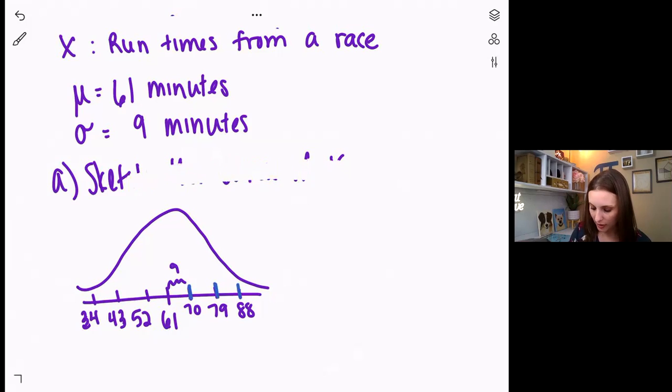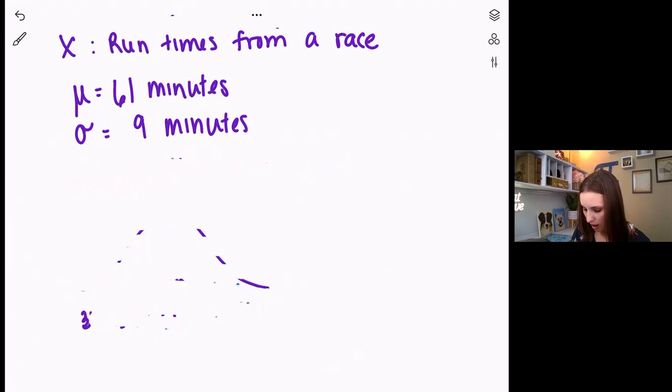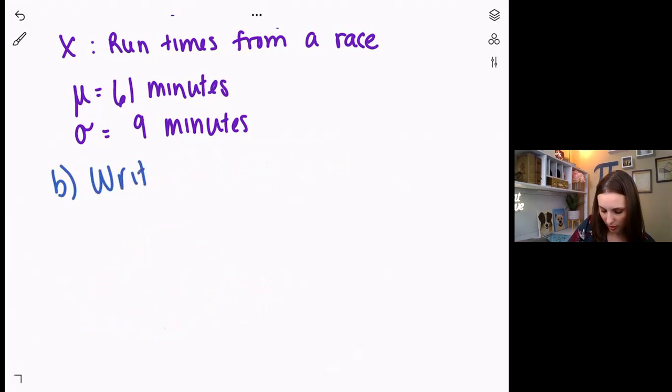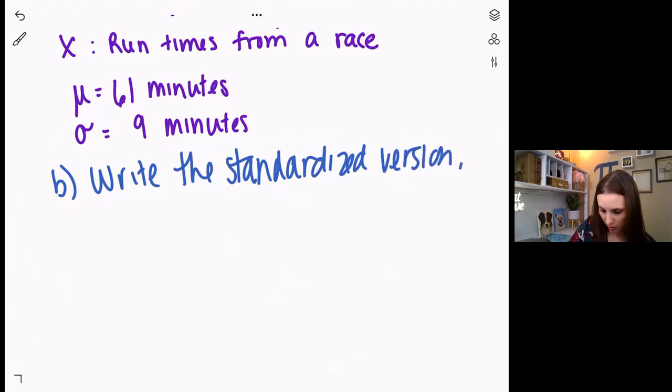Now, if they say standardize, write the standardized version of x, right? The standardized version of x, that goes back to a z-score. When we're talking about standardizing a variable, we're talking about a z-score. So it puts all of these scores on a level playing field.